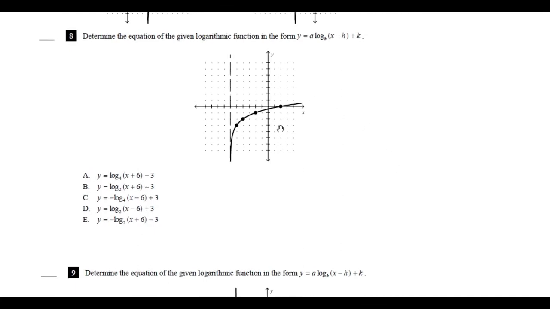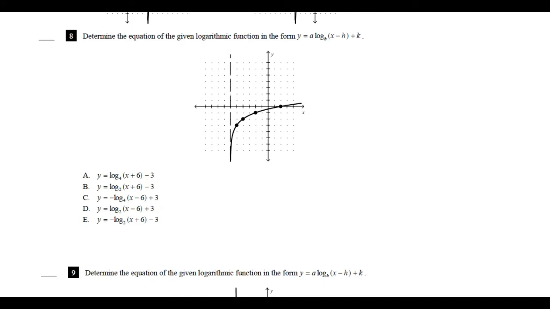Here's where we got to use this graph and try to figure out, of these 5 options here, which is a lot, it seems, which one of these equations is the correct equation of this. So again, this is our typical log shape, which means I shouldn't see any reflection, so I can start to rule out C and E at this point.